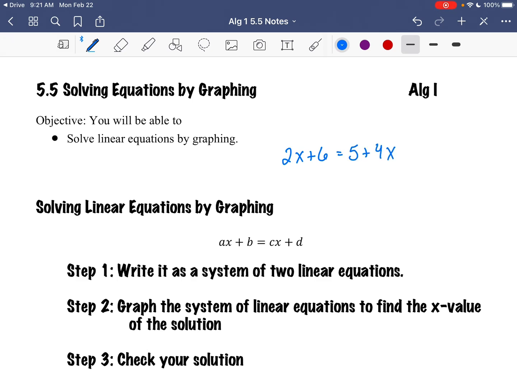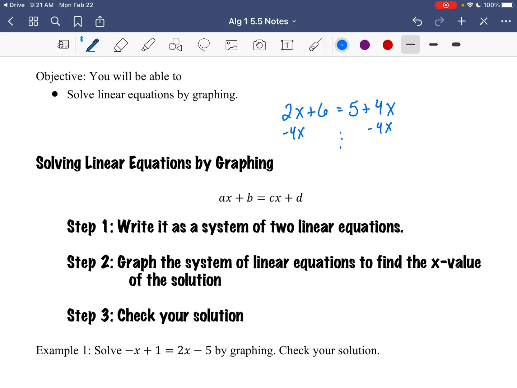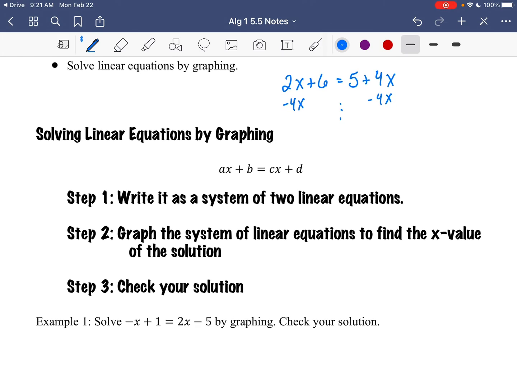We would have solved this in the past by going through our steps of solving linear equations. Like, for example, I might have subtracted this 4x from both sides and continued solving this way. Today we're going to learn a new method of solving these, now that we know how to solve systems of equations. So here's the method. First, we're going to write it as a system of two linear equations.